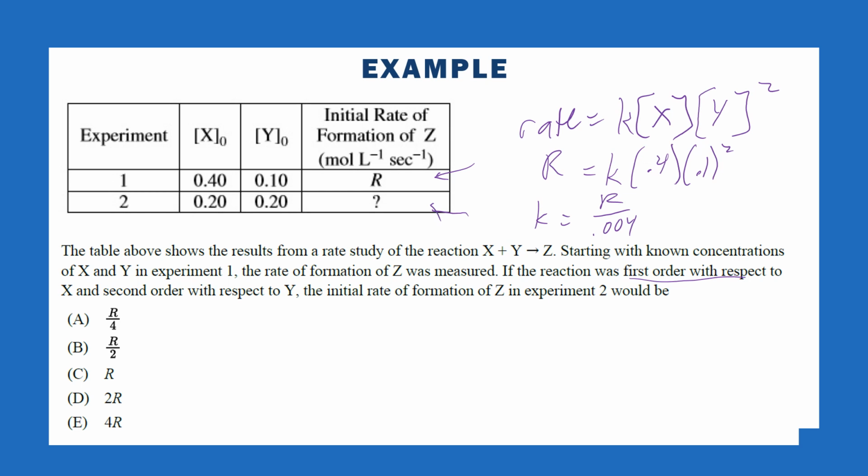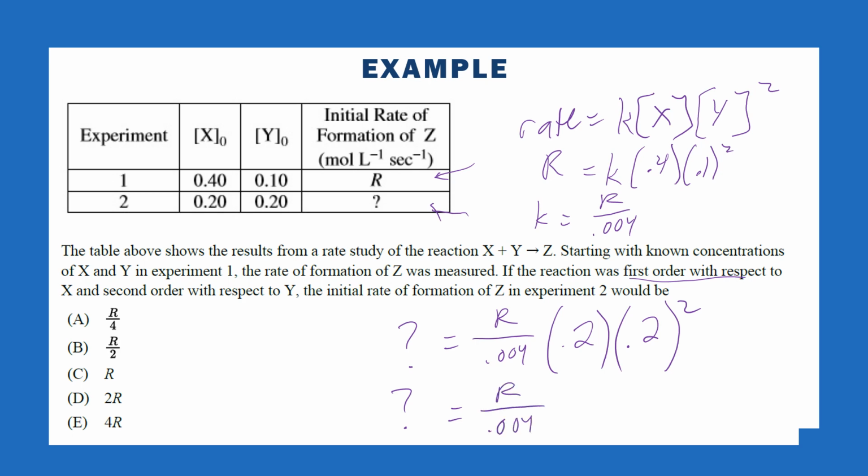Now what I can do is plug in to find my unknown. Well, I'm going to say that the unknown rate is equal to K. K is the same because it's the same temperature, which is R over 0.004. X is now 0.2. Y is now also 0.2, squared. So I can simplify this to R over 0.004 times 0.008, and you get 2R. I think that's probably the easiest way to solve for that because we know that K stays the same, so they're at the same temperatures.